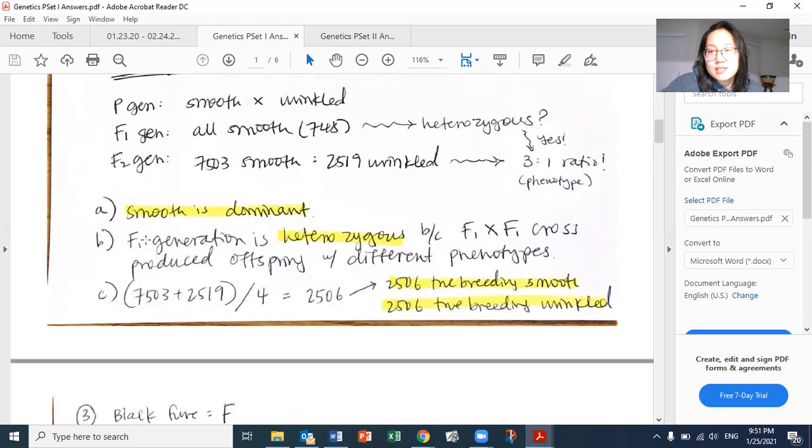And you have to write out the reasoning too, since this is asking for a sentence kind of answer. So the F1 generation is heterozygous because the F1 cross produced offspring with different phenotypes. If all of the phenotypes looked like the F1 generation, then we would be assuming that the F1 generation had to be homozygous and true breeding.